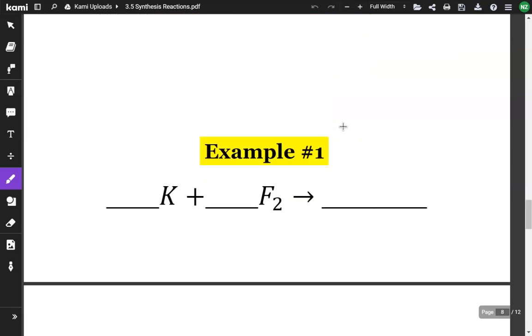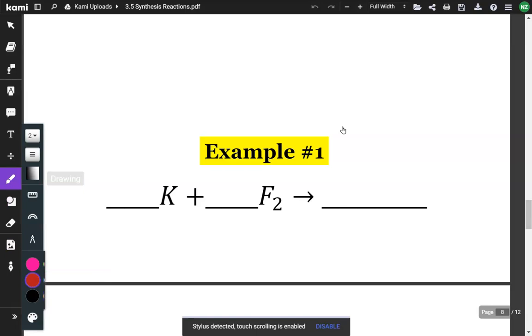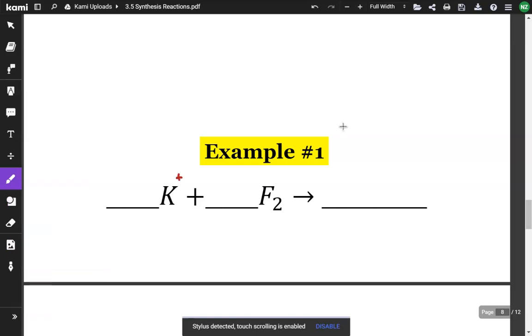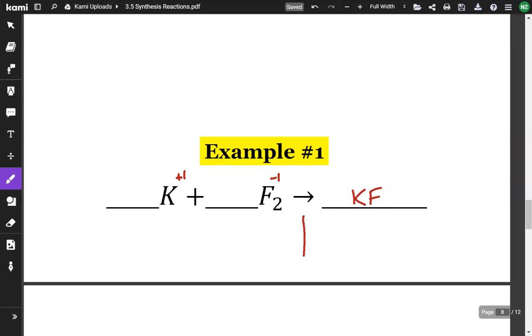So here's an example. We have potassium and fluorine. Okay, so step number 1. Let's figure out our charges. Well, potassium is in group 1, so it's going to have a charge of +1. Fluorine is in group 7, and it has a charge of -1. Now, even though there's 2 of them here, still -1. So when we put them together, it'll just be K and F, positive and negative, and they cancel each other out. Let's balance.